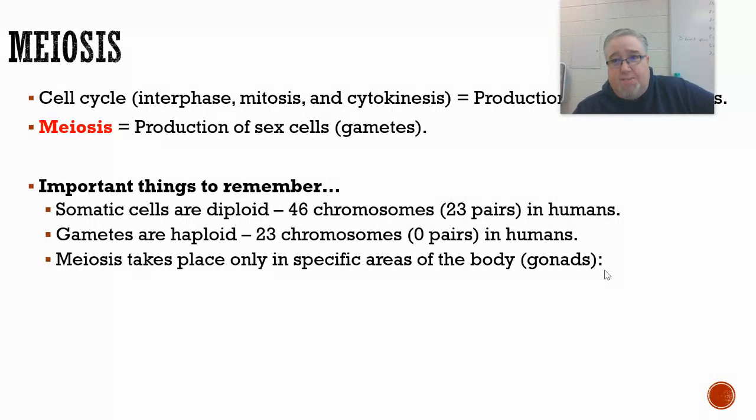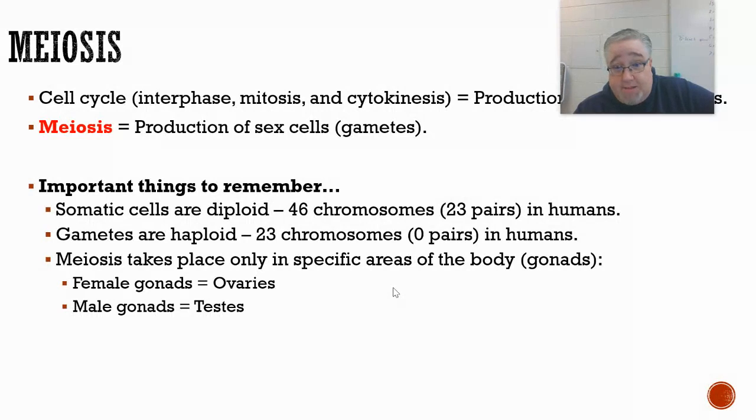Another thing that I think is important to know is that meiosis only takes place in certain areas of the body. We call these areas gonads. They're specialized structures in our body that are designed to produce sex cells. So in females, female gonads are called ovaries. And in males, we call them testes. So again, these are the two areas of our body that produce our sex cells, or our gametes.